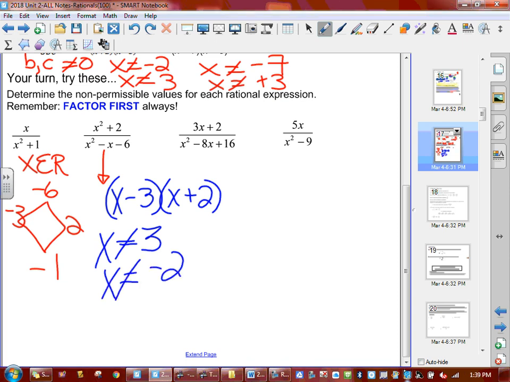The next one, if I do the diamond on him, I'm going to get 2 brackets that are identical, actually. So we're going to get x minus 4 and x minus 4. So when the brackets are identical, you only have one non-permissible. So what makes those brackets equal to 0? +4. It's always the opposite of the sign in the brackets. So for this one right here, x cannot equal +4. That's its non-permissible value.